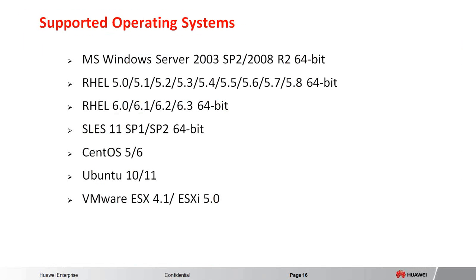There are lots of questions that customers ask. What operating system do you support with your PCIe? So this is listed here. Of course, the major ones that are very popular in today's industry: Microsoft servers, Red Hat, Linux, different versions, CentOS. Ubuntu is becoming very popular on the consumer side of the business, so we do support that operating system, and of course, VMware ESX 4.1 and 5.0.